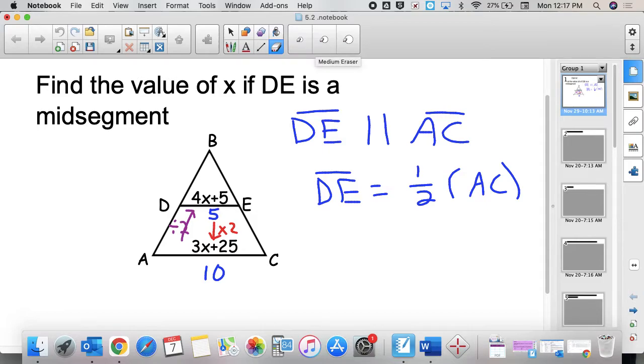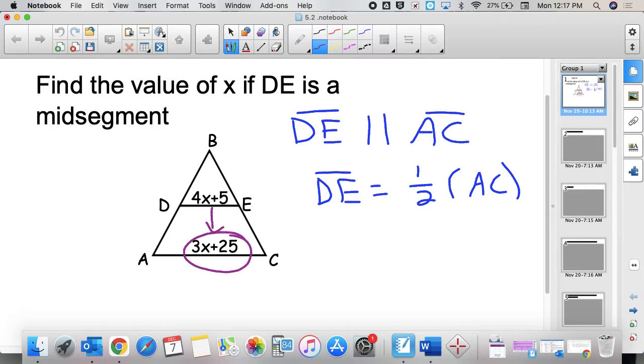DE is 1/2 of AC. So if we wanted to, we could double DE, and it would have to be equal to this 3x plus 25. So if I double 4x plus 5, we get 8x plus 10. And that will have to equal the 3x plus 25.